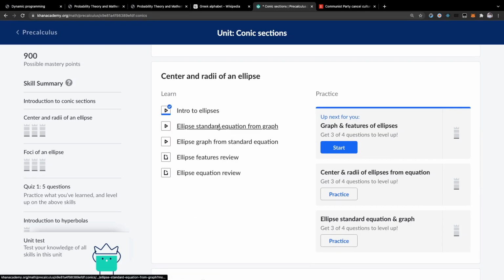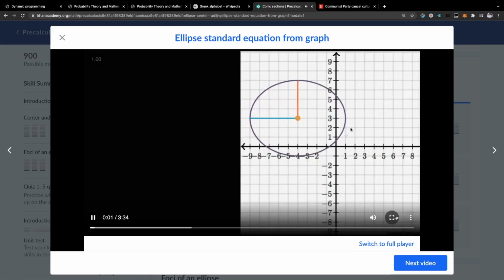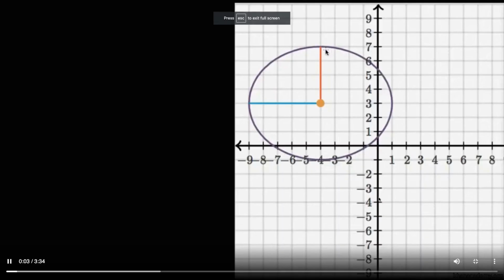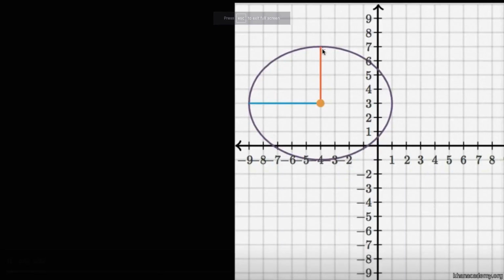Okay, let's get into the second video. So we have an ellipse graphed right over here. What we're going to try to do is find the equation for this ellipse. So like always, pause this video and see if you can figure it out on your own. All right, so let's just remind ourselves of the form of an equation of an ellipse. So let's say our ellipse is centered at the point.